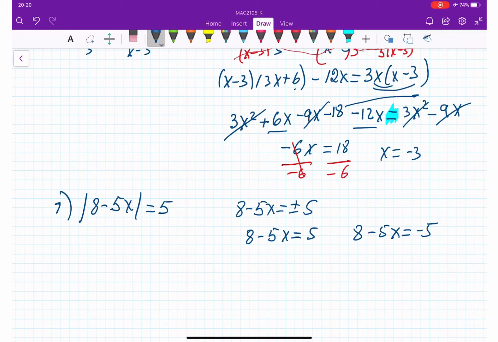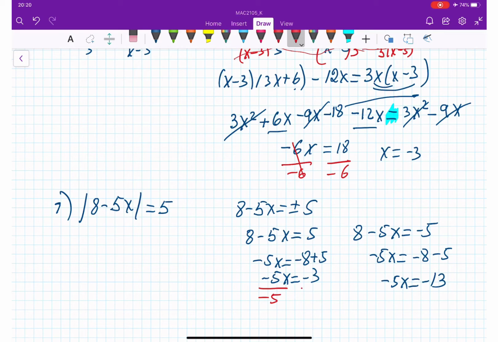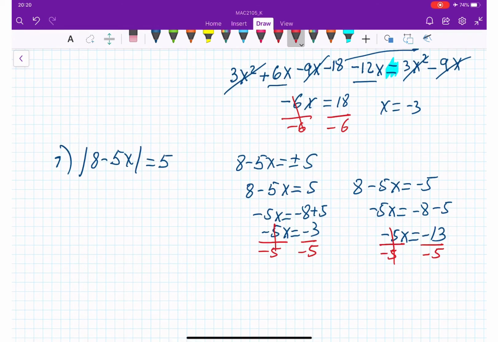Okay, so let's solve it. Negative 5x is equal to negative 8 plus 5. Here we'll get negative 5x is equal to negative 8 minus 5, right? Negative 5x is equal to negative 3. Here we get negative 5x is equal to negative 13. We divide by negative 5. So negative 5 and 5, this is gone. And the answer we get: x is equal to, since we have negative 3 divided by negative 5, positive 3 over 5. And here we get x is equal to positive 13 over 5. So the solution is x equals 3 over 5 and x equals 13 over 5. Okay.